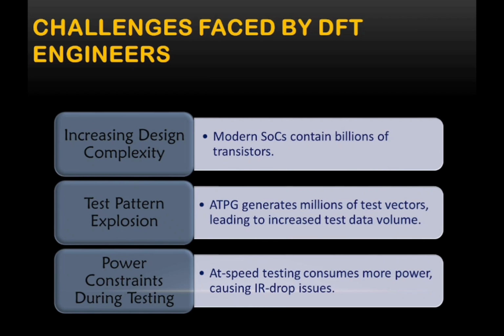The second challenge is test pattern explosion. ATPG generates millions of test vectors, leading to increased test data volume. Test compression techniques are essential to reduce ATE memory usage. And the third challenge is power constraints during testing. At-speed testing consumes a larger amount of power, which causes higher IR drop issues.